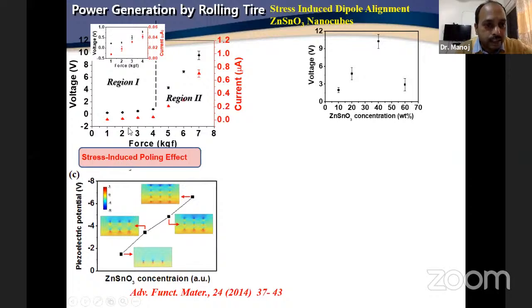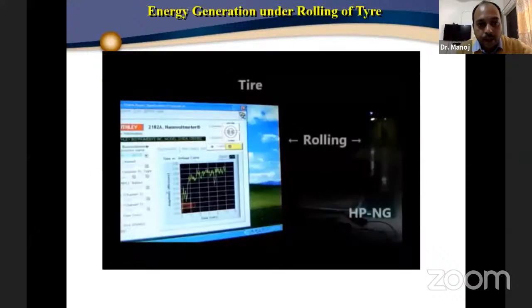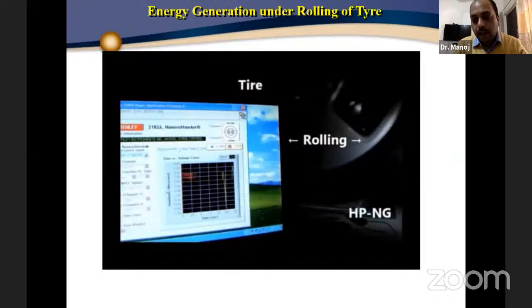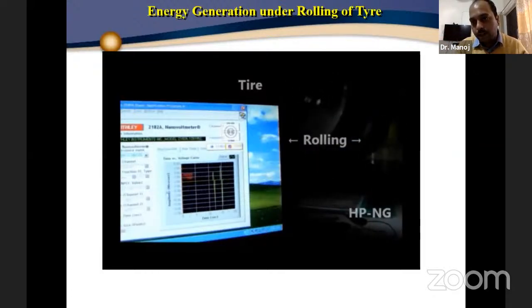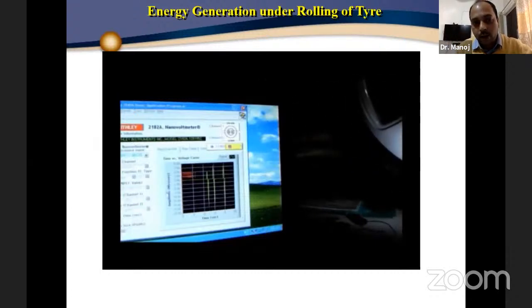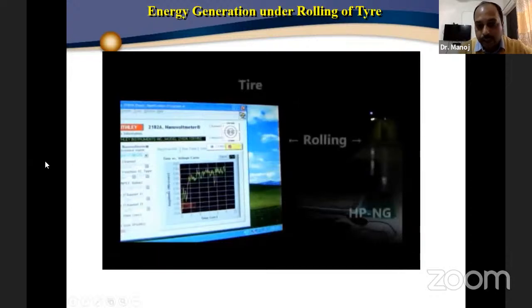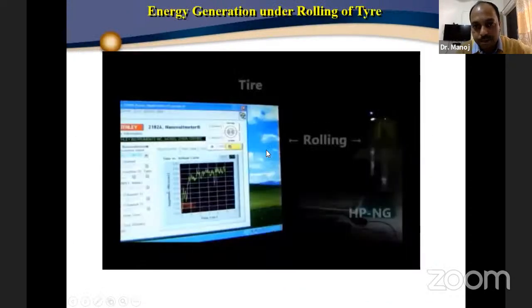And we found that there are two reasons. At a low force, at a high force, the output voltage was very high. Then we made the device and put it on the road. After rolling vehicle tires, we rolled vehicle cars over the devices and got output performance up to 12 volt. So this is the real demonstration, and the work was also featured as a cover page of Advanced Functional Materials.